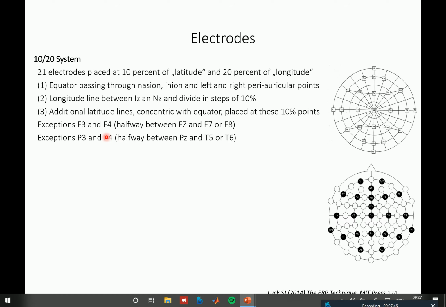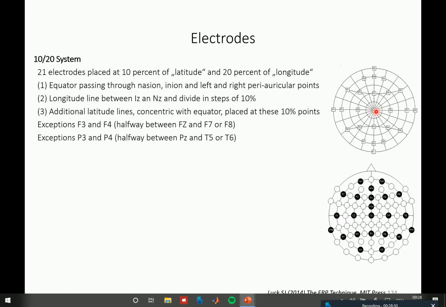And then you divide the longitude line between the inion and the nasion. So this line in steps of 10%, so 10, 20, 30, 40, 50, 60, 70, 80, 90, 100%. So basically what you have to do for this is to measure this distance. I think it's usually something around 36 centimeters, is it? Then 50 would be around 18 centimeters, and this is then where electrode CZ is located.